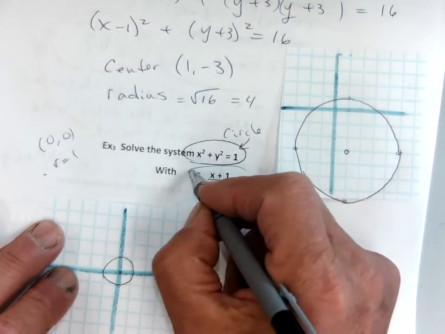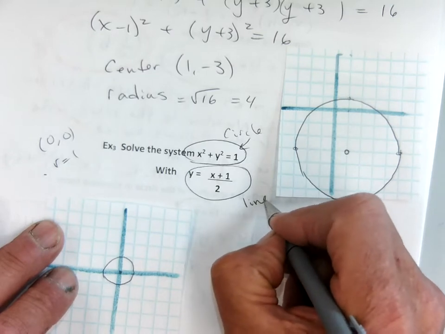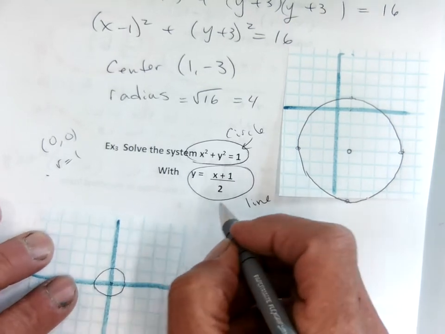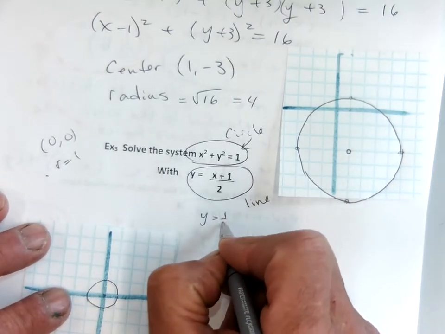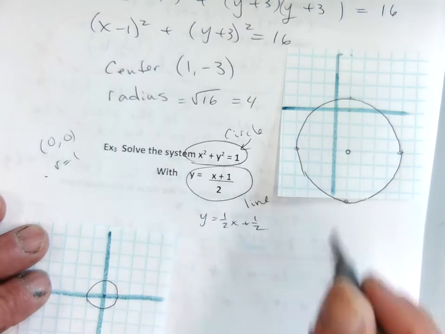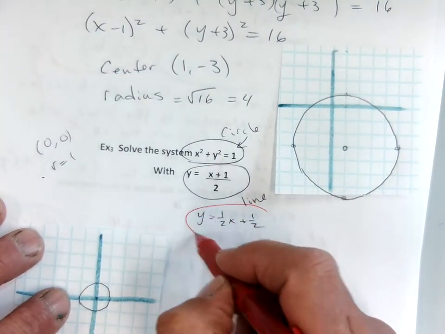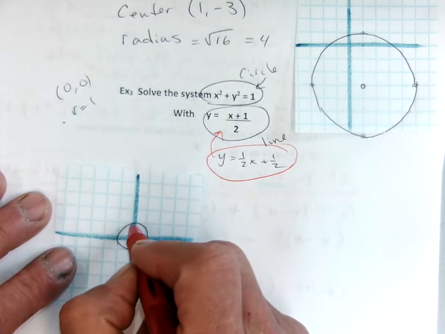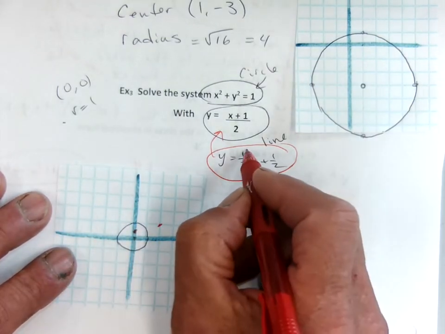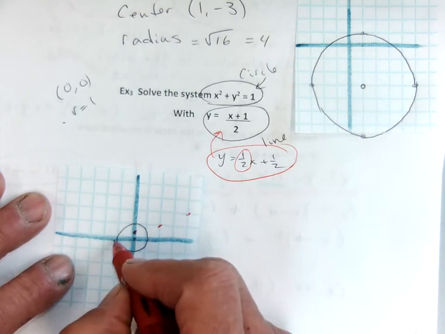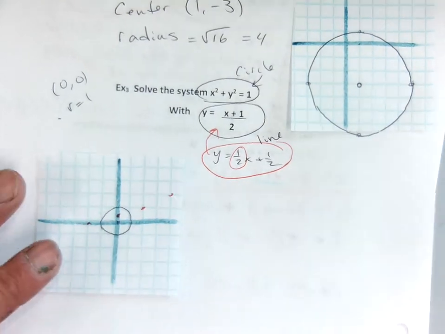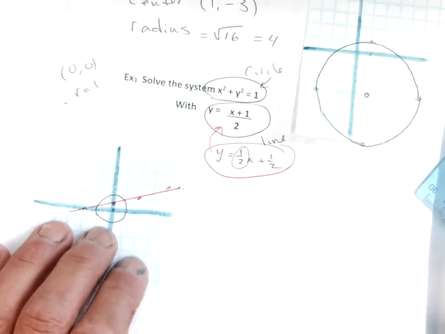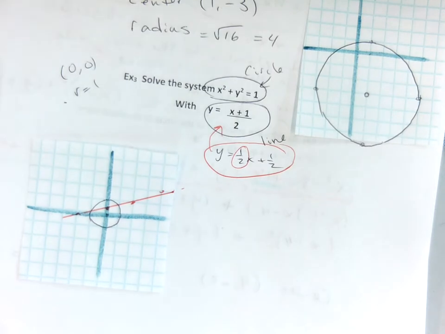The second equation is a line. You could rewrite this line as y equals 1/2 x plus 1/2. It might be easier to deal with if you rewrite it. Okay? So if I start at 1/2 and I go up 1 over 2 for my slope, up 1 over 2, then it looks something like this. Okay, there's a visual. That's what I have.